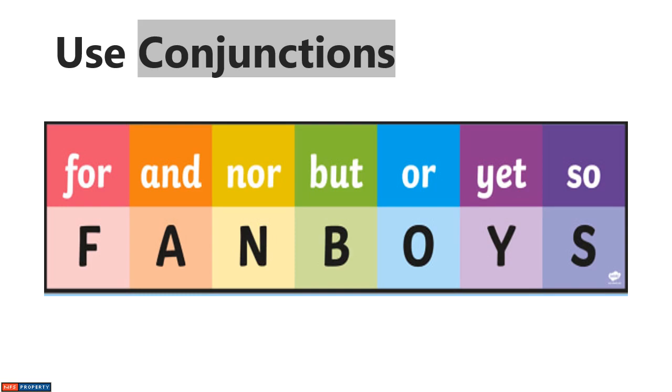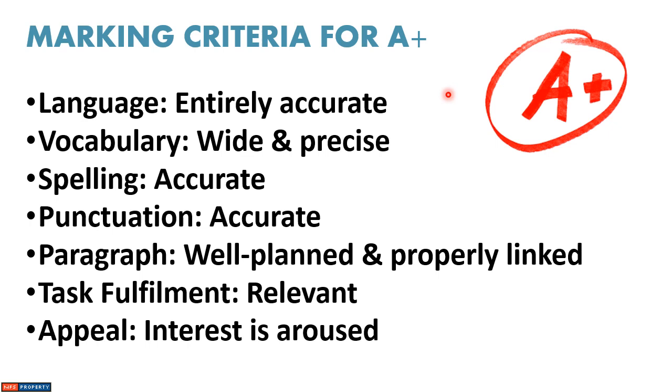All right. So, what are the criteria for A plus? Make sure that you use entirely accurate language. Next one is wide and precise vocabulary. Make sure you use various types of words to describe something very well. And make sure you write the correct spelling, and also the punctuation, the comma, the full stop, the capital letter, hyphen, semua tu lah. And then paragraph. Make sure it's well planned, properly linked. Properly linked means you use conjunctions like after that, next, after, later on, something like that.